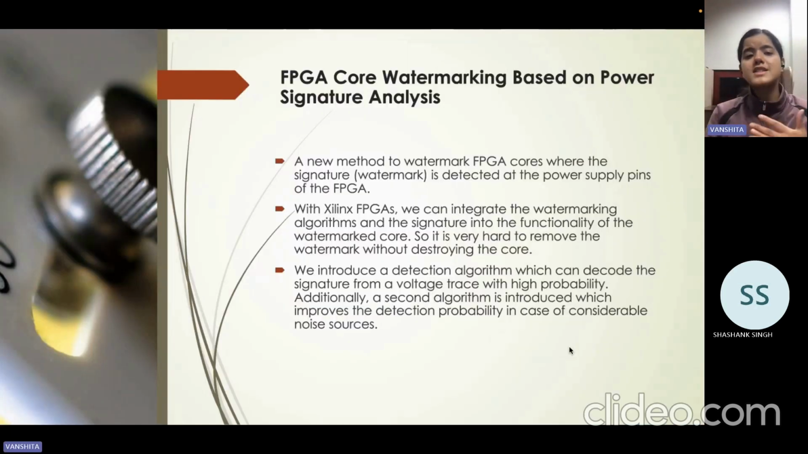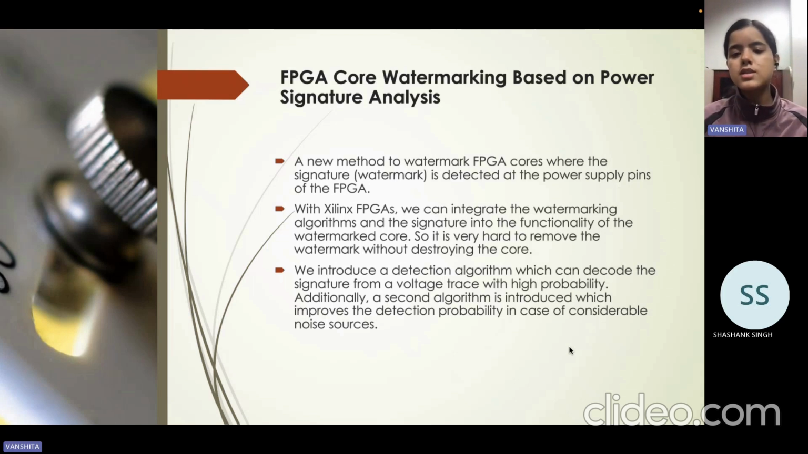Next novel idea is the FPGA core watermarking based on power signature analysis. This is one of its kind. It is a new method to watermark FPGA cores where the signature is detected at the power supply pins of the FPGA. So with Xilinx FPGAs, we can integrate the watermarking algorithms and the signatures into the functionality of the watermarked core. Thus, it gets very hard to remove the watermark without destroying the core.